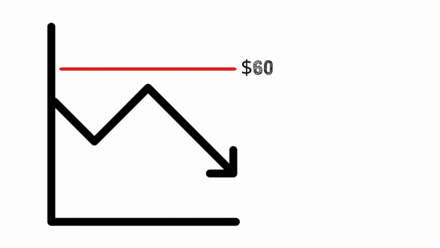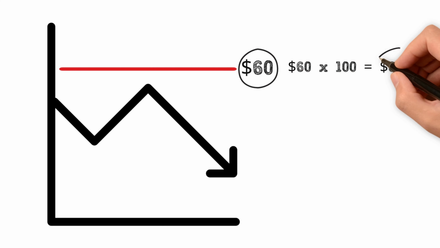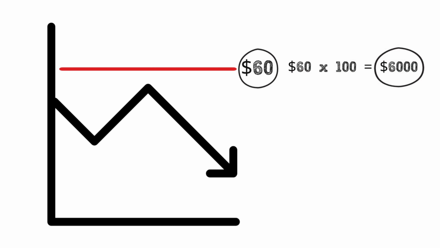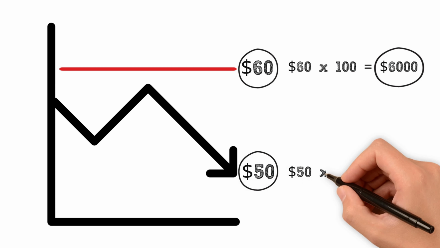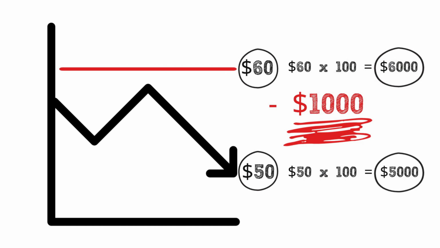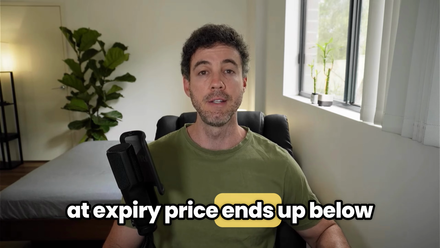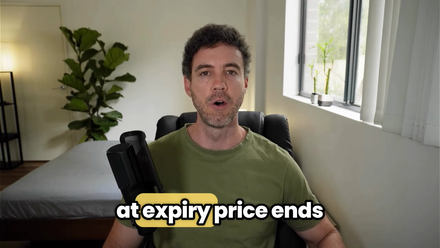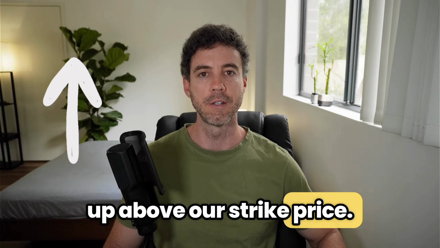Let's take a closer look. If 100 shares are bought at $60 times 100, so $6,000 in total, but the shares are only worth $50 times 100, so $5,000 in total, then that's a $1,000 loss. They can still keep the initial premium, but that will be small compared to the loss made. Okay, get comfortable with those terms of agreement. Now, that first example is assuming that at expiry, price ends up below our put strike price. So let's take a look at the second alternative, where at expiry, price ends up above our strike price.